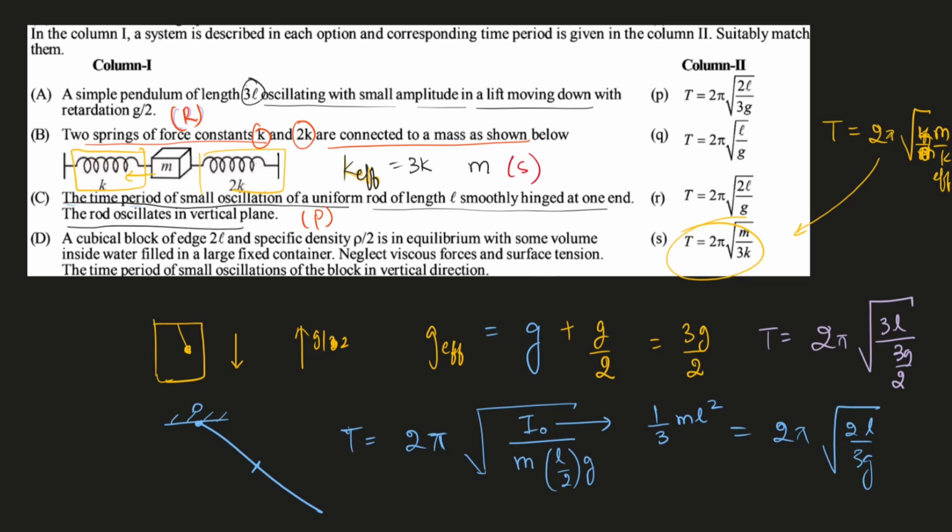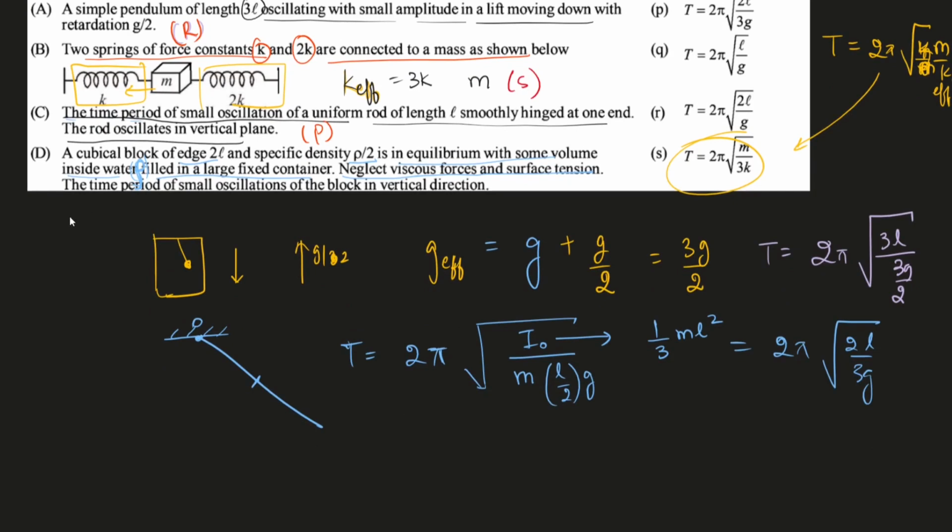The fourth part is, well, you can try to solve it using first principles as well, but since it's a standard problem, we will just read it and just plug it into the formula and get a result. A cubical block of edge 2L and specific density rho by 2 is in equilibrium with some volume inside water. They forgot to write the density of water, rho. Filled in a large fixed container, neglect viscous forces and surface tension, that is, everything is ideal. The time period of small oscillations of the block in vertical direction.